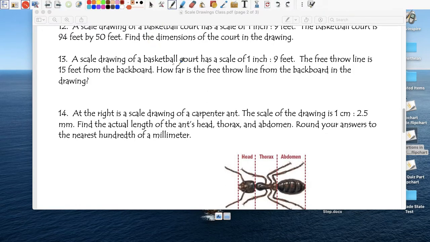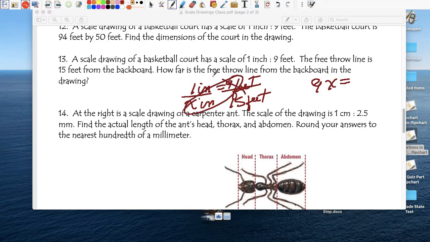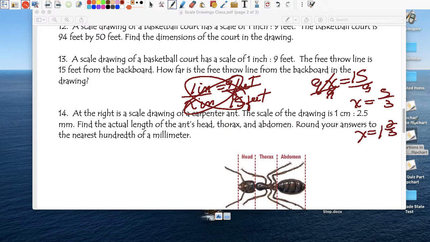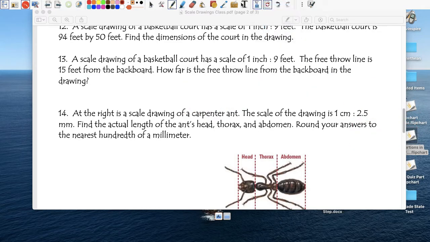We have a scale drawing of a basketball court, 1 inch is 9 feet. The free throw line is 15 feet from the board, so how far is the back of the board in the drawing? So we're trying to figure out in the drawing how far it is. Again, you could have simplified this. So 9x equals 15, cross multiply. Eventually going to simplify now. x equals, divided by 3 is 5, divided by 3 is 3, x equals 1 and 2/3 of a foot. In the drawing, that's where the backboard would be.